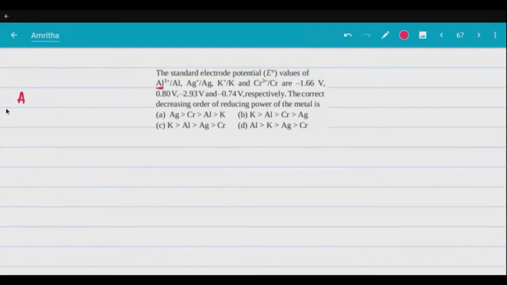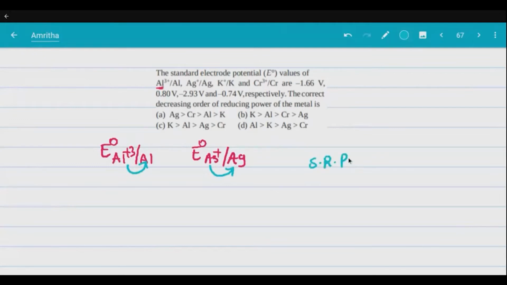If I write this convention, this is represented as E naught Al plus 3 / Al, or E naught Ag plus 2 / Ag. So if you see this, this is basically reduction. Standard electrode potential always means reduction. Reduction potentials are given. Okay, what is given here? Reduction potential. This is simply called standard reduction potential, SRP.